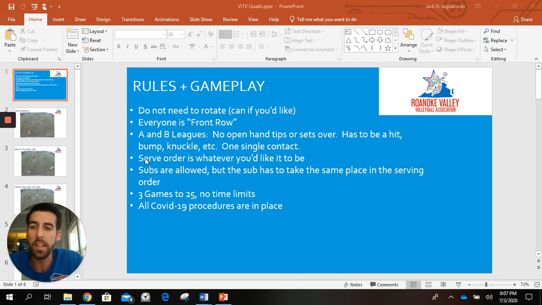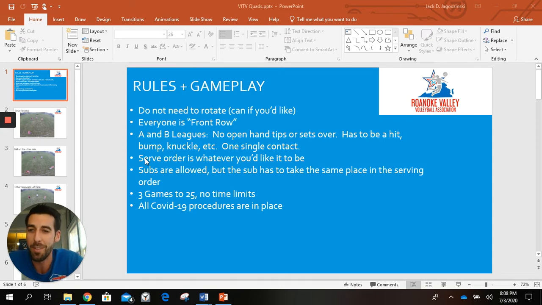But in A and B league, you cannot open hand, tip, or set the ball over. It has to be one simultaneous contact. So it has to be a hit, a bump, a knuckle, whatever it is, but it can't be open-handed. And the reason why we do that in quads is because if people were able to just go up and tip the ball wherever they wanted to, the game would be a little bit too easy and it wouldn't be fun. So it does have to be one single contact like you would do in doubles or like you would do in beach, which is also doubles.